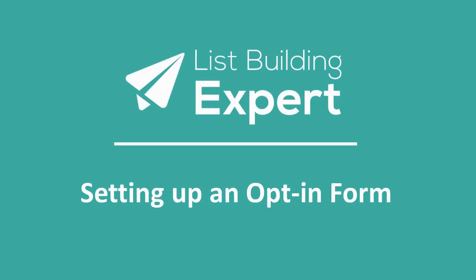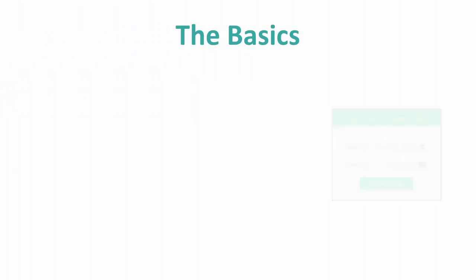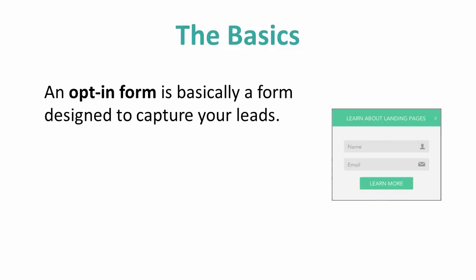Now that we have discussed how to select an autoresponder, we can move on to setting up an opt-in form. An opt-in form is what you will use to capture your leads. You may have visited a site recently and noticed a pop-up form or even a form that has been strategically placed on the website encouraging visitors to join their mailing list. That form you encountered is the opt-in form.